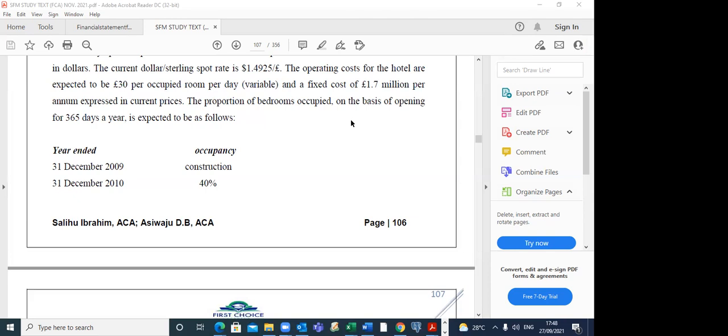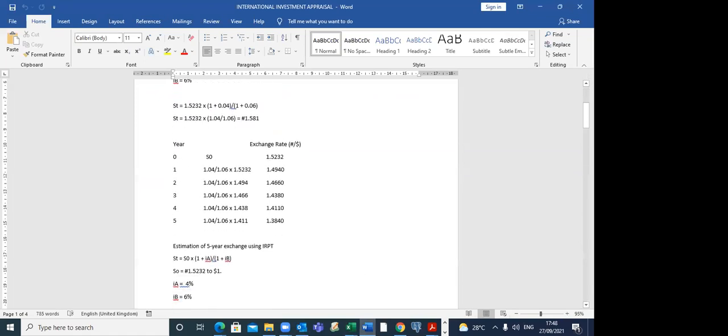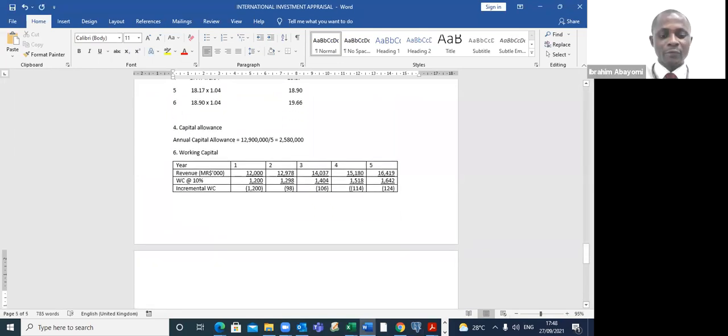Well, let me give you an example. Don't worry, let me illustrate for you here. Assuming I have 2,000 naira. Okay, let me say 200,000 naira. This is the amount I want to convert. I want to convert 200,000 naira to US dollar.